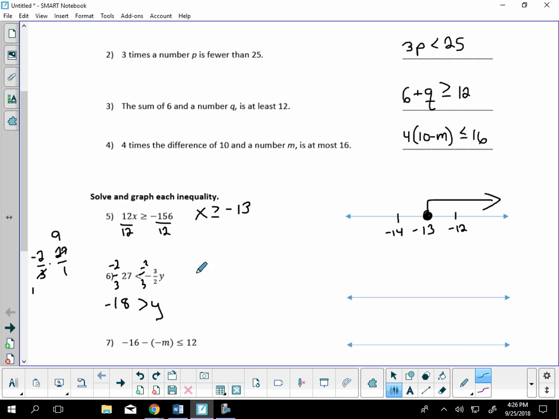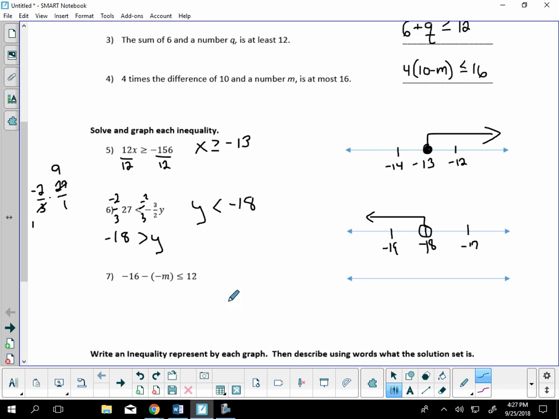I'm going to rewrite it so that my variable comes first. It's pointing to the y, needs to still be pointing to the y. So negative 18 in the center. Something a little smaller. Something a little bigger. In this case, it's going to be an open dot shaded to the left.